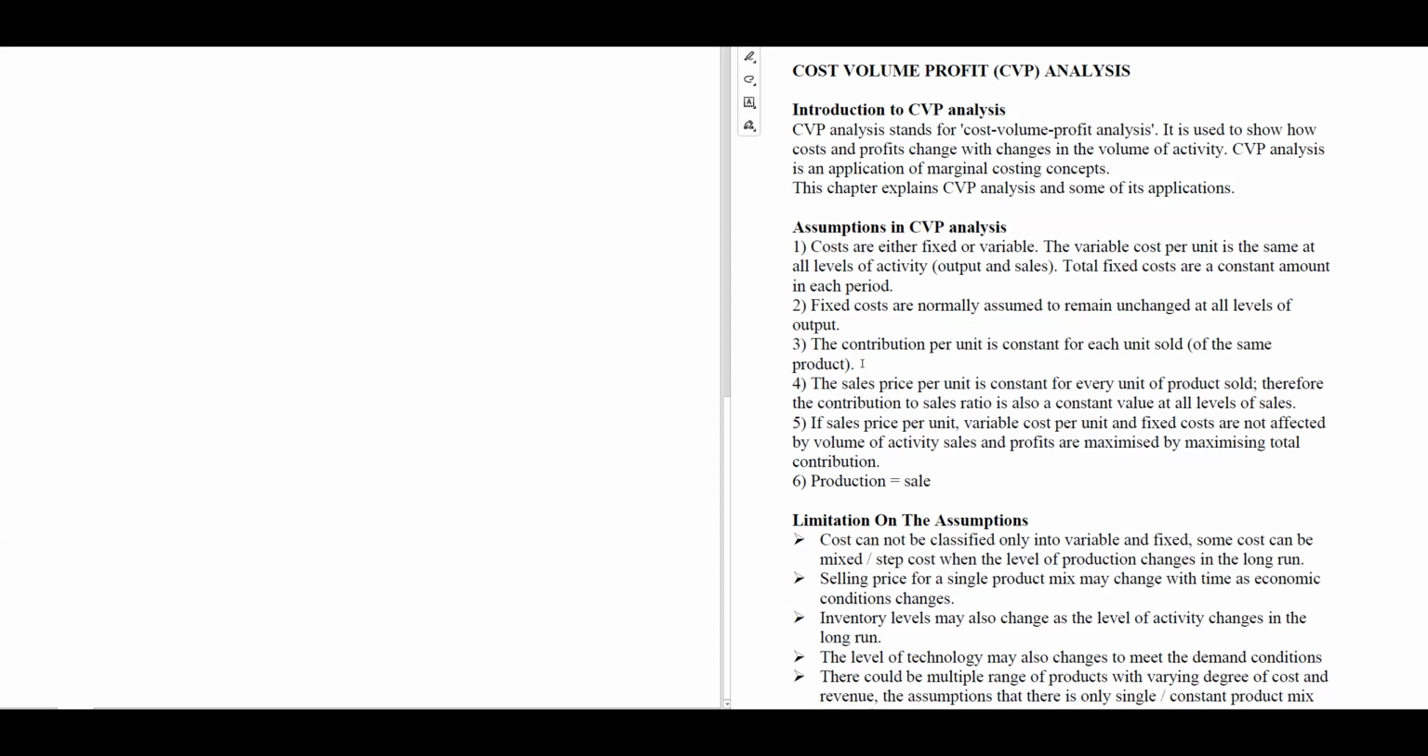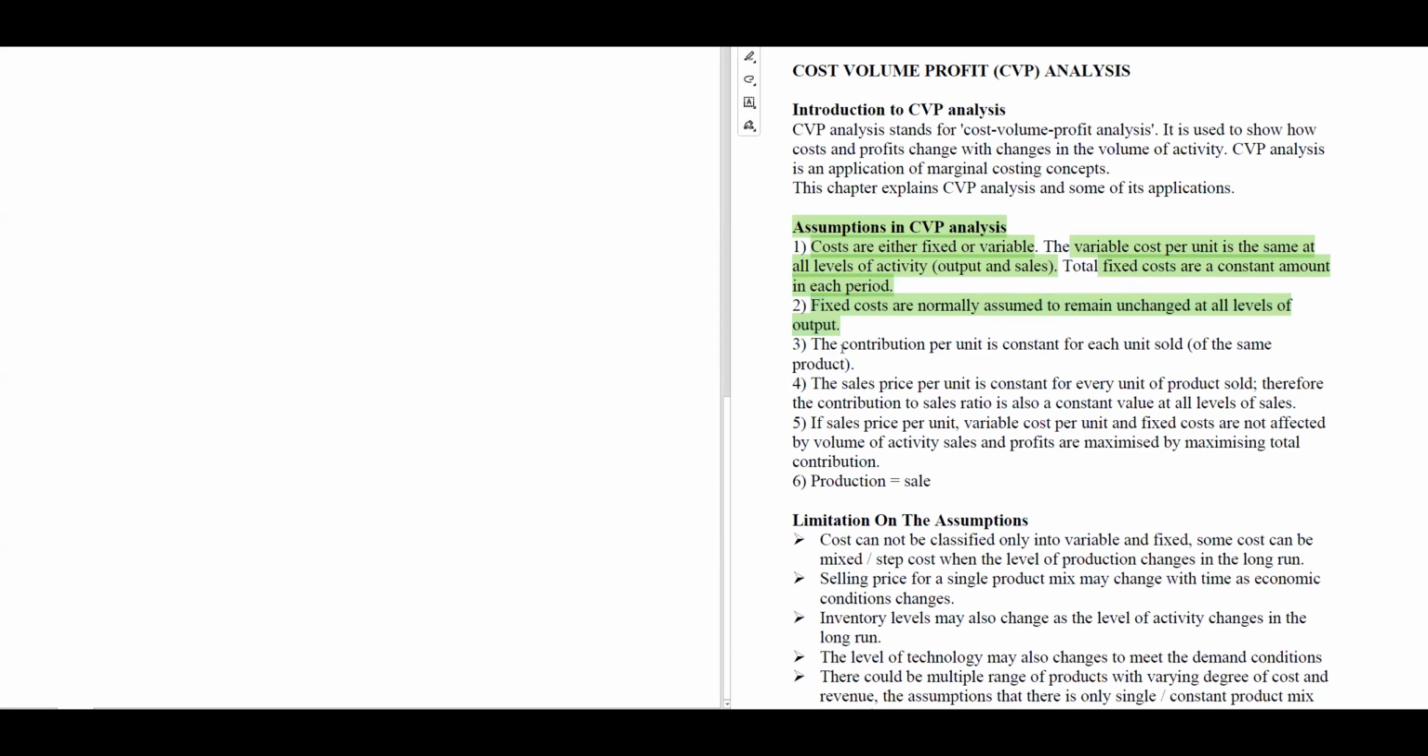Do you understand? So a typical question that they like to ask you in the exam is the assumptions that we use in CVP. They are the same assumptions that we use in marginal costing. At ICA level, the assumptions are that when you are doing CVP or break-even analysis, your costs are either fixed or variable, and we know that variable cost per unit is always constant at all levels of activity. Do you remember this? Yes, sir. And we all know that fixed costs are constant in each period. These are things that you need to understand. Fixed costs are normally assumed to remain unchanged at all levels of output.